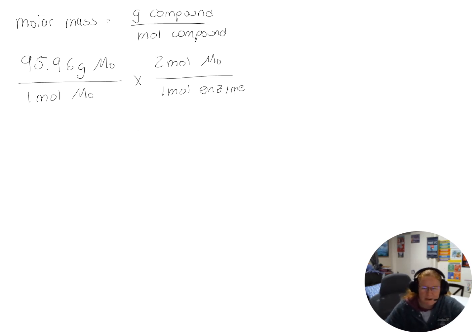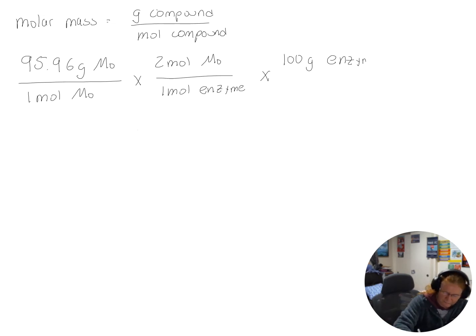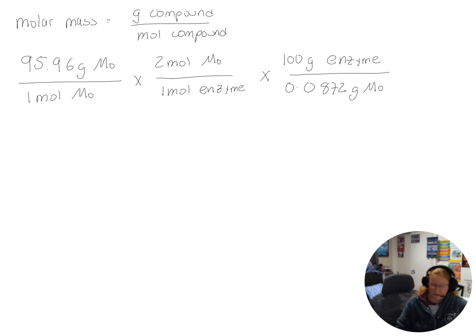We need to go from grams of molybdenum to grams of compound. Oh, but that other piece of information we were given. I don't have to write it grams of molybdenum over grams of compound. I can flip-flop it. I can say I have 100 grams of compound, and in this case, my compound is my enzyme, for every 0.0872 grams of molybdenum.